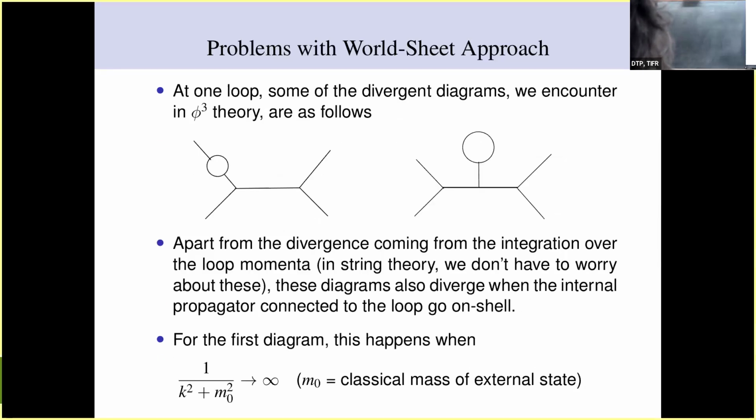So at one loop, some of the divergent diagrams which we encounter in, say, phi cube theory are these. In QFT we have divergences which come from this integration over the loop momenta. In string theory we don't have to worry about these divergences coming from loop momenta once you restrict to the fundamental domain of this moduli space. But these diagrams also diverge when the internal propagator connected to the loop goes on-shell.